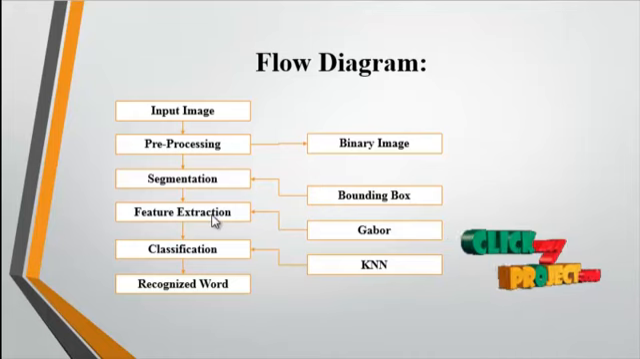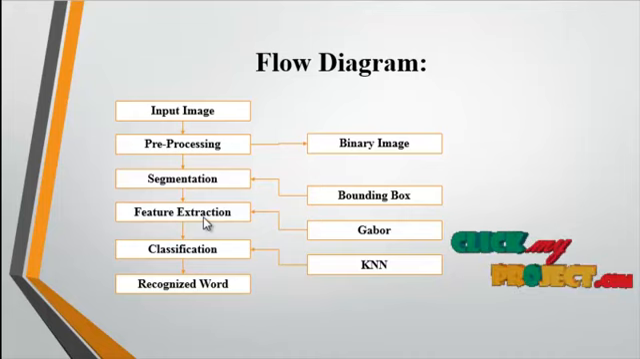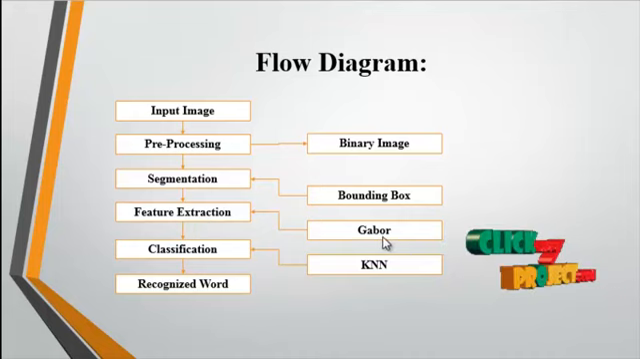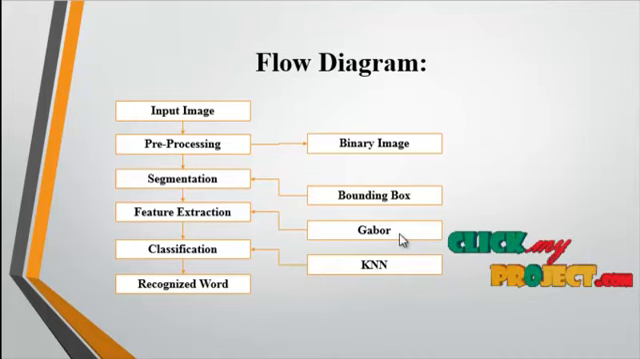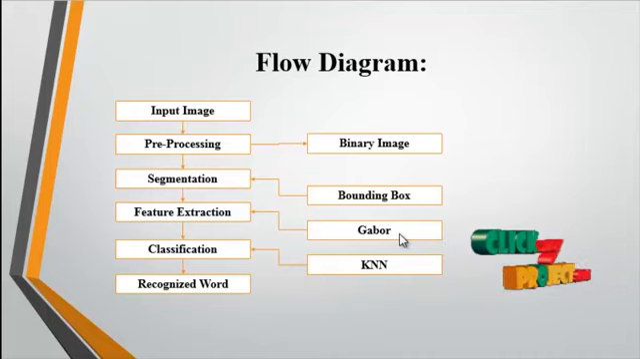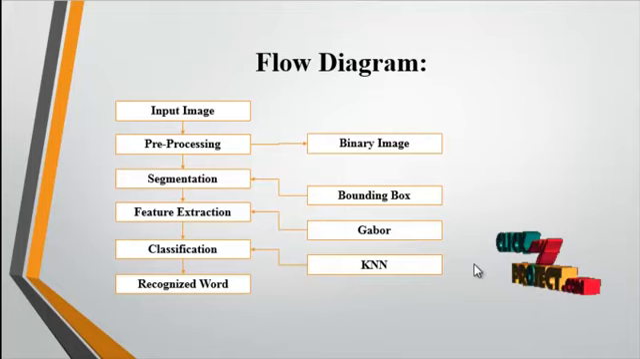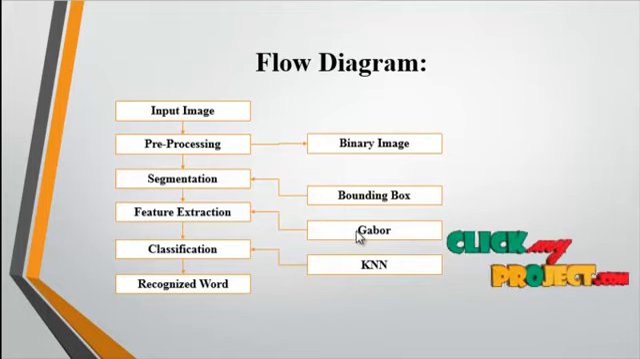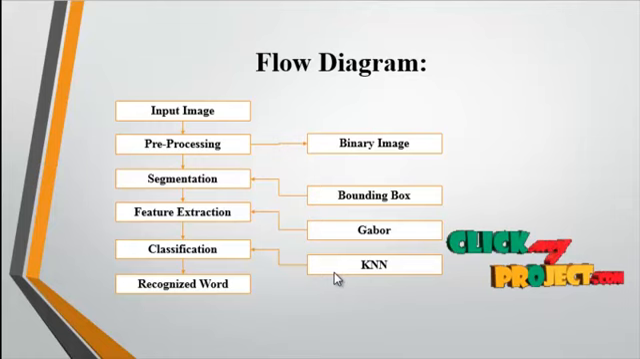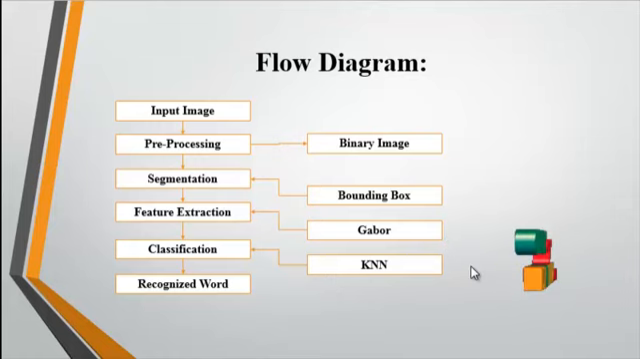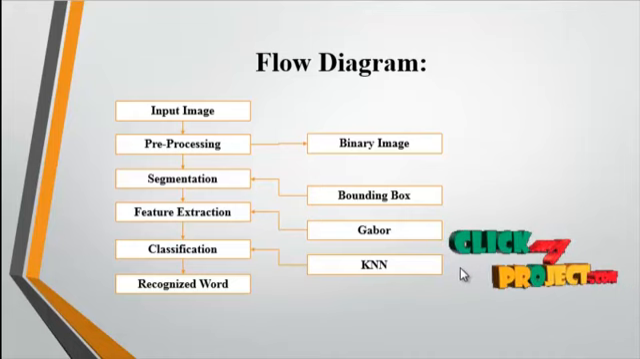Then we use the feature extraction method on the segmented image. The feature extraction is carried out using the Gabor feature extraction method. In the Gabor feature extraction method, we get several values obtained from the feature extraction. After extracting the features from the image, we classify the image using the KNN classifier. KNN is an abbreviation of K nearest neighbor.